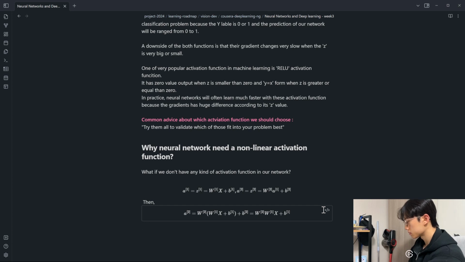So I hope that gives you a sense for why having a nonlinear activation function is a critical part of neural networks.